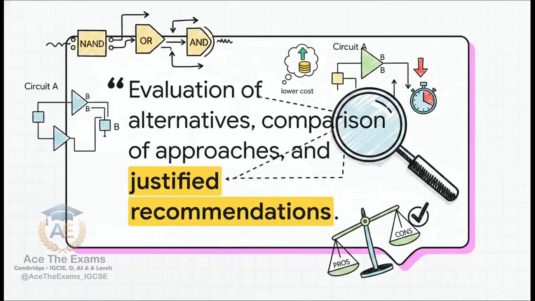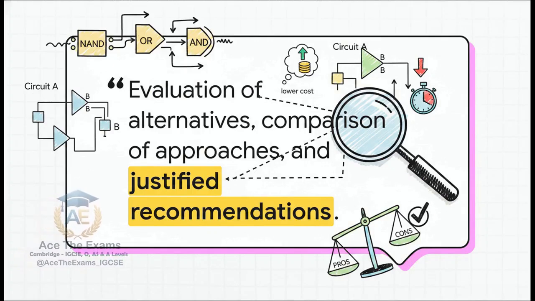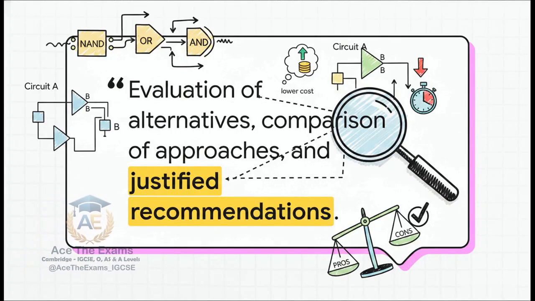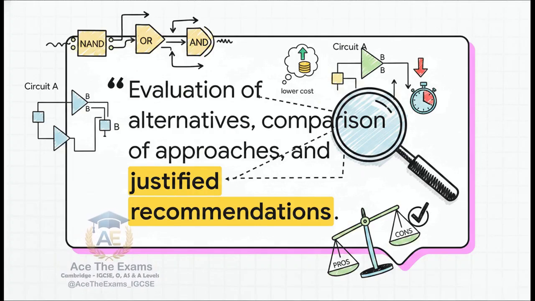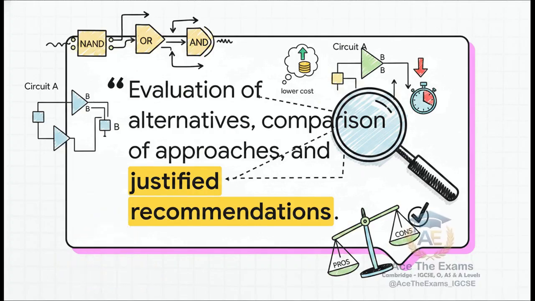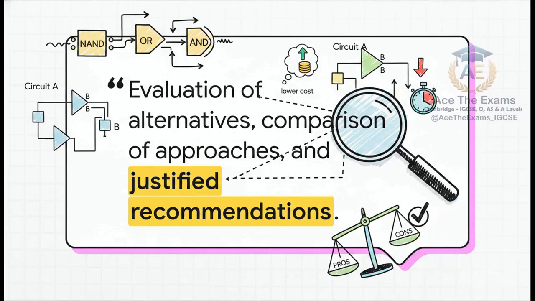To hit the absolute highest grade boundary, to get that A star, you have to satisfy what Cambridge specifically calls higher-order assessment objectives. This demands the evaluation of alternatives, the comparison of different approaches, and crucially, justified recommendations based entirely on evidence. You cannot just write Circuit A is better than Circuit B. That's what Sam does, and Sam loses marks. You have to explain that Circuit A uses fewer NAND gates, which reduces propagation delay and lowers manufacturing costs, thereby making it the undeniably superior recommendation for the given context. That is how you win.